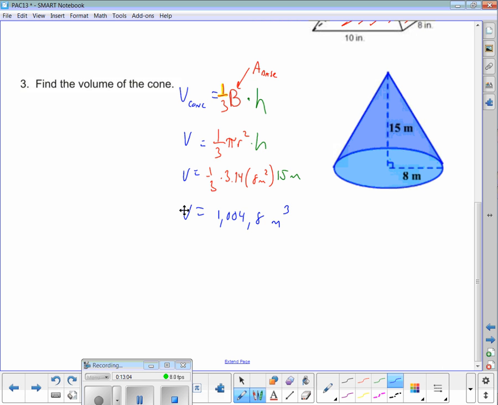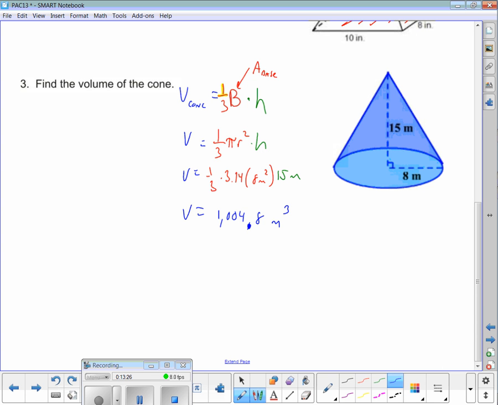1,004.8. That looks like a comma there. That's a point. How many got that correct? All right, good. These really aren't hard as long as you know how to use the formula and you remember that something with a point is a third. All right, don't forget the third. Don't forget the third. Any questions on those two?